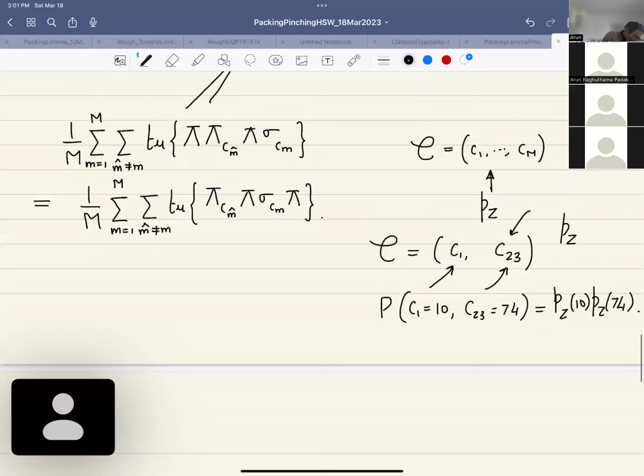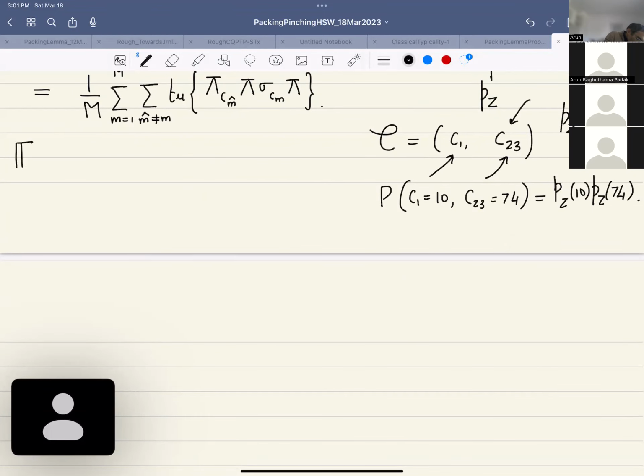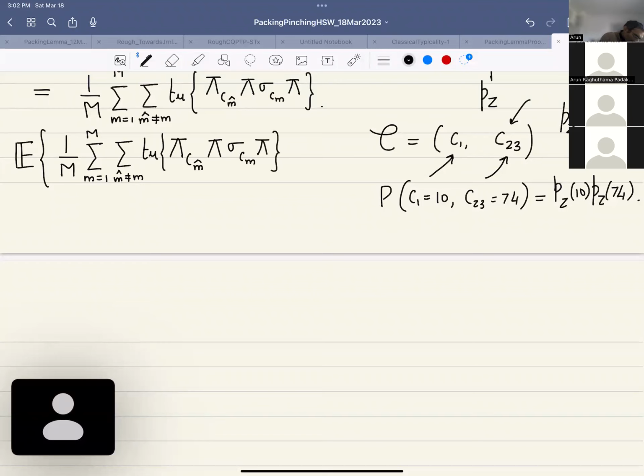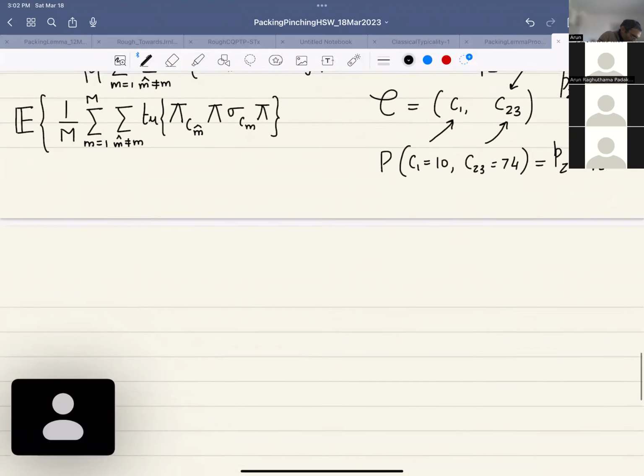So I'm going to now look at the expectation. The expectation of the error is kind of the average error. So I'm looking at the expectation of this quantity. The expectation is over the choice of the code. At any step, if you don't completely understand, please stop me and I'll explain. Okay, this is the expectation.